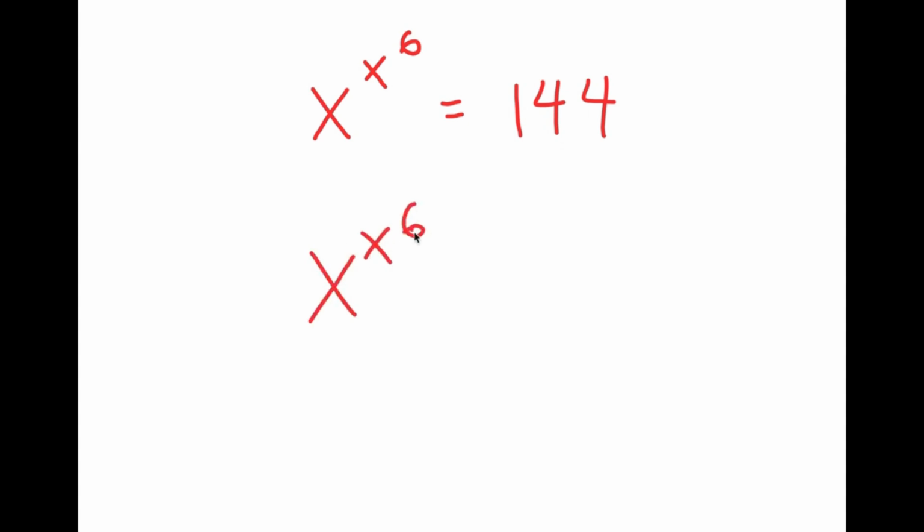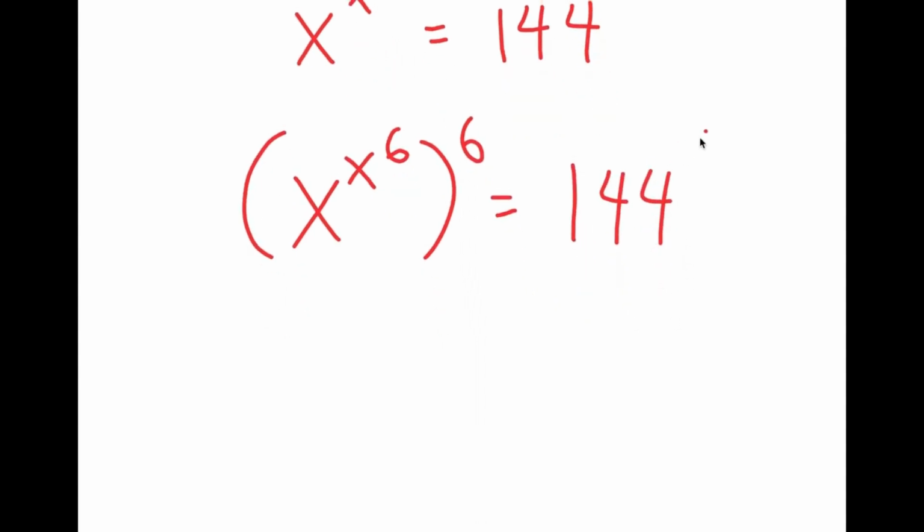Alright, so in this video, I'm going to solve the equation x to the power of x to the power of 6 is equal to 144. So to solve this, I'm going to first start by taking the power of 6 on both sides. So I get x to the power of x to the power of 6, all to the power of 6, is equal to 144 to the power of 6.